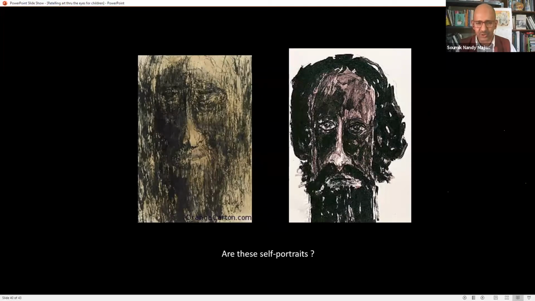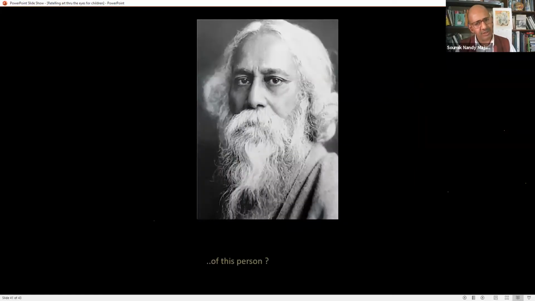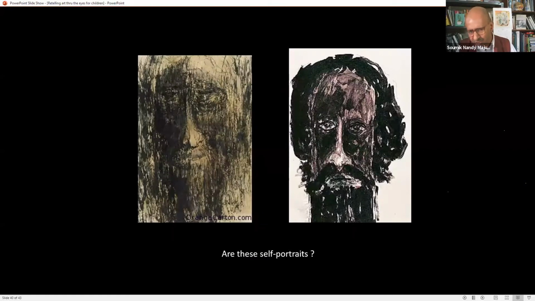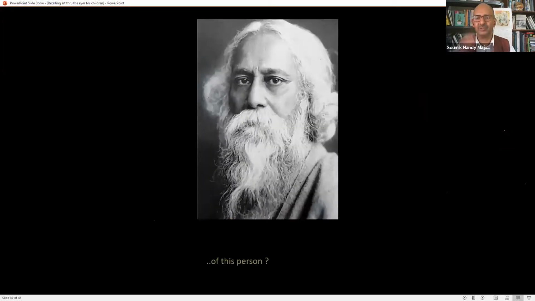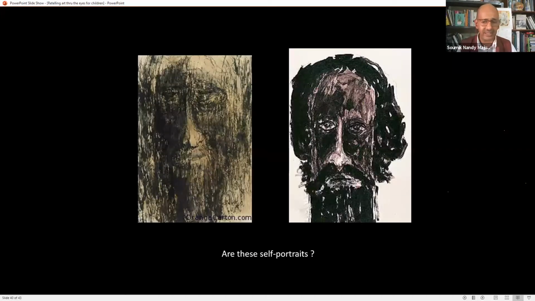So I was intrigued to know how they would respond to a self-portrait like this, where Rabindranath does not look the way he did in real life, right? So often I used to also show the real photograph in order to remind them, look, this is how he looked, and this is how he is painting or drawing himself.